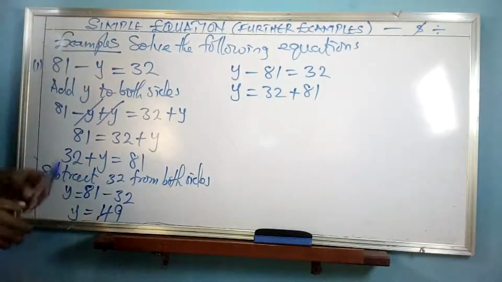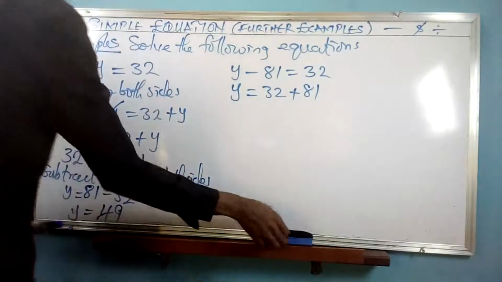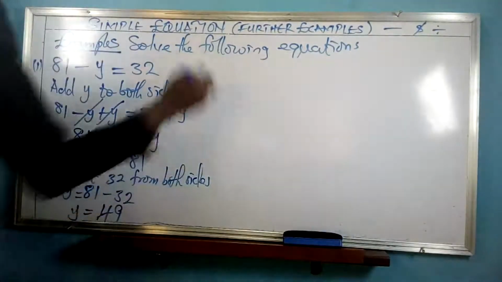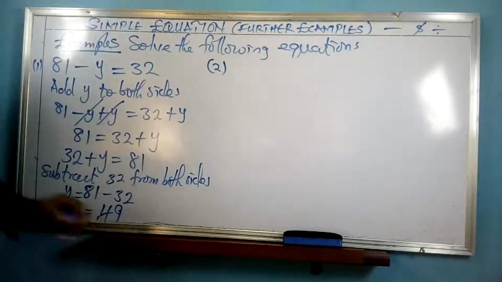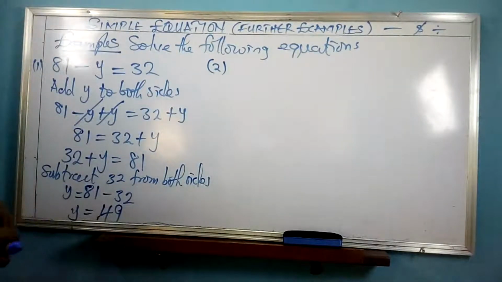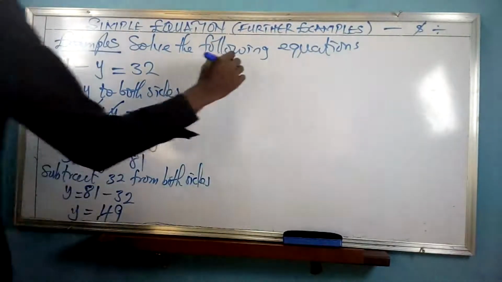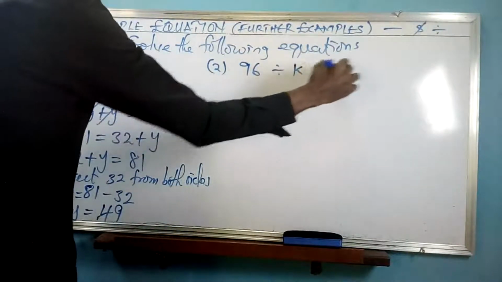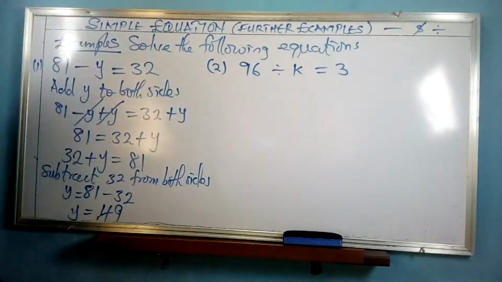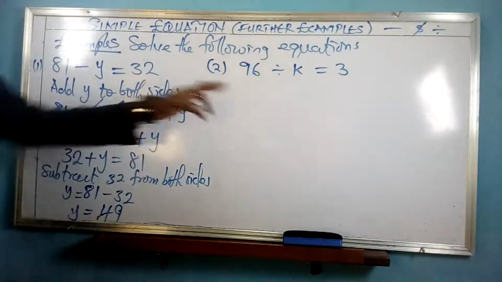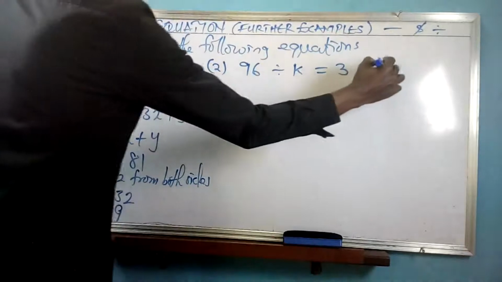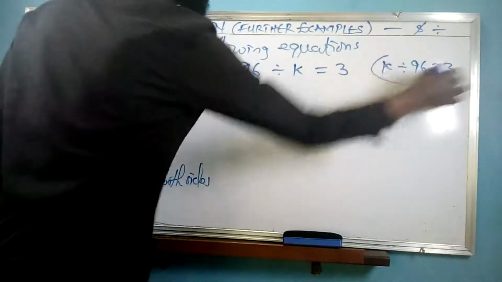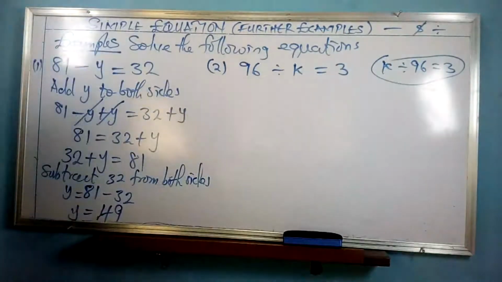We see other examples I want us to treat. Let's go to example 2. In example 2, I want us to use division, so we can have a broad knowledge of what we are doing here. Now look at this one. If you have something like 96 divided by k equals 3, look at this one now. That is another condition. This one is different from this: k divided by 96 equals 3. Do you get it now?